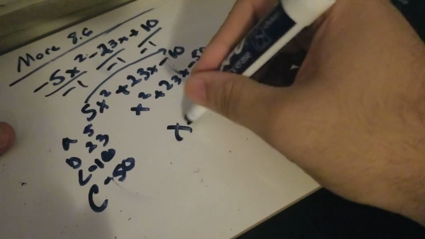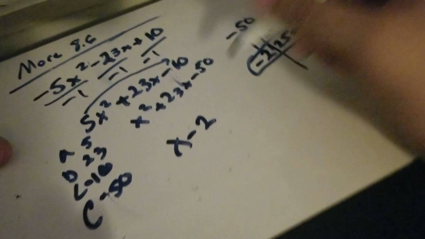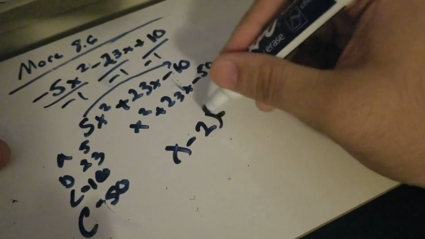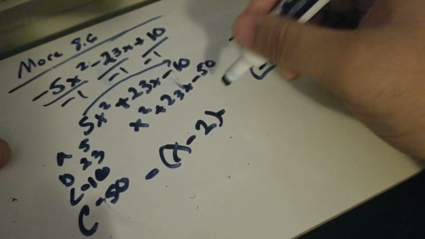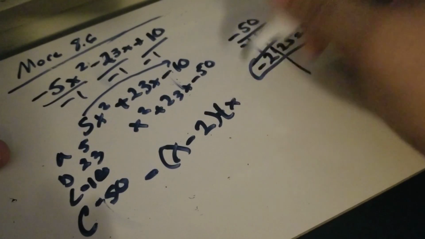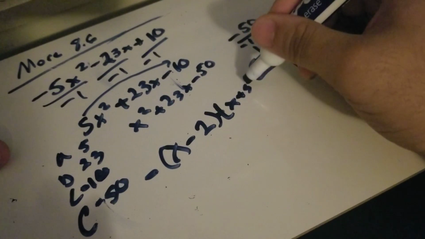So we got x minus 2. And we got x, and close the parentheses. That negative has to be in front. And x plus 25.